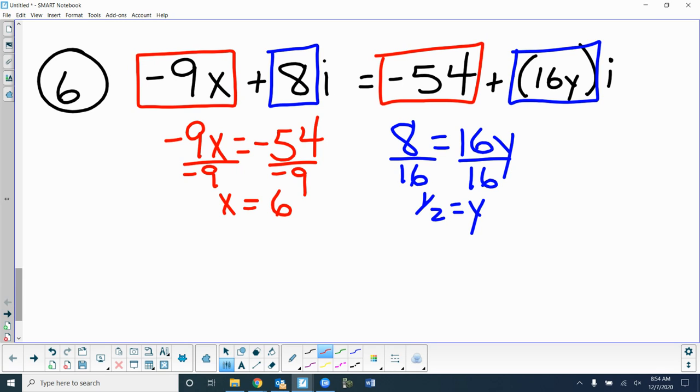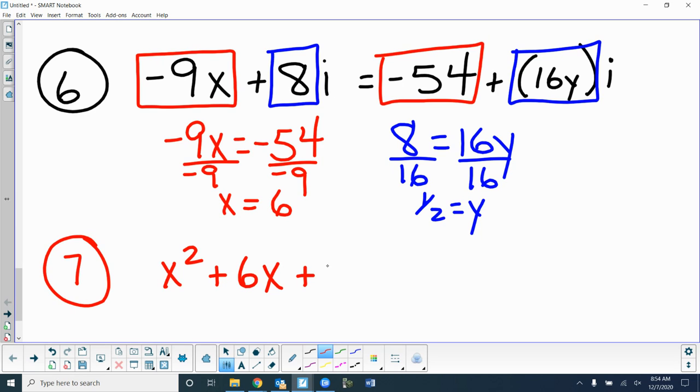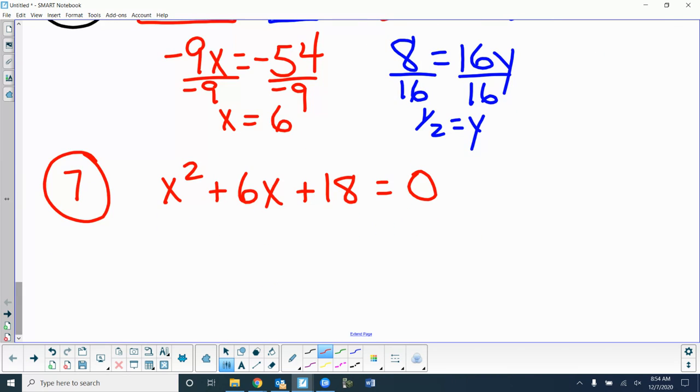Number 7, find the zeros. It's the same as finding the roots, right? They ask for the roots in number 2. They're asking for the zeros in number 7. Okay? So what you do is you set it equal to 0, just like the others. Okay? This one doesn't factor.